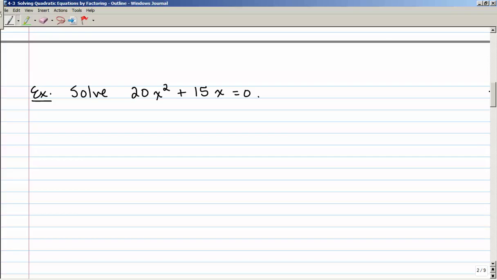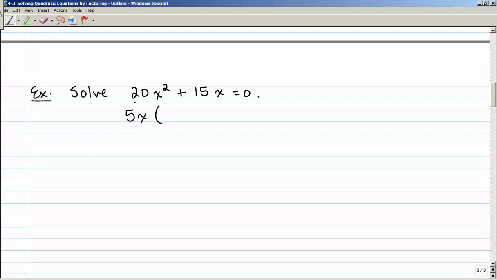Let's do that to solve this equation here. 20x squared plus 15x equals 0. First step is to factor the left-hand side of the equal sign. What's the biggest number that goes into both 20x squared and 15x? I think that's going to be a 5x, so that will go outside the parentheses. And now I need to figure out what's left.